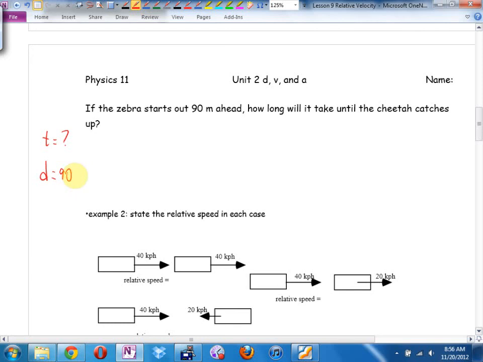We're going to assume, Nathan, that there is no acceleration for these relative velocity questions, and that will be the case if I give you two different velocities in the same question for two different objects. Assume they're traveling at a constant speed. I need one more thing. Well, what I really need is the relative velocity. And as far as the zebra is concerned, the cheetah is traveling at 40 kilometers per hour.